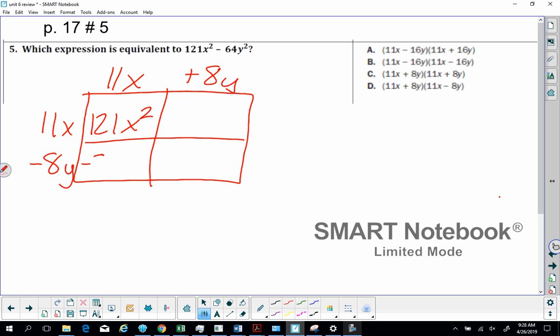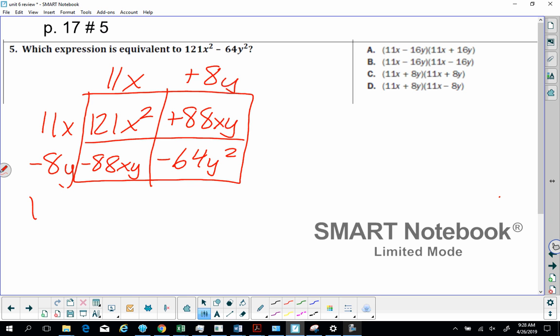Okay, so negative 88. And then you just multiply these two together, so it would be xy. Okay, what about positive 8 times 11xy? We would have positive 88xy. And then 8y times negative 8y? Negative 64y squared. Now what do? Combine like terms, so we're going to add them all together.